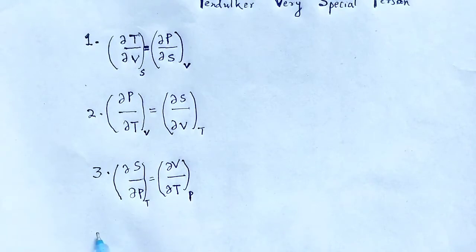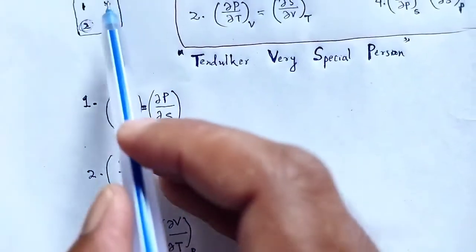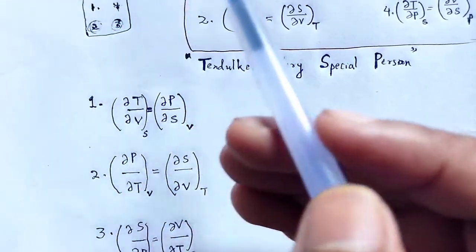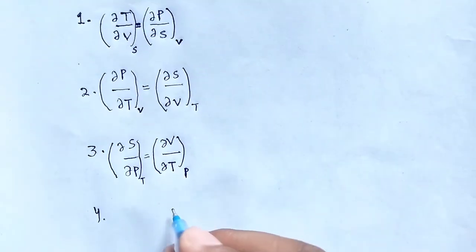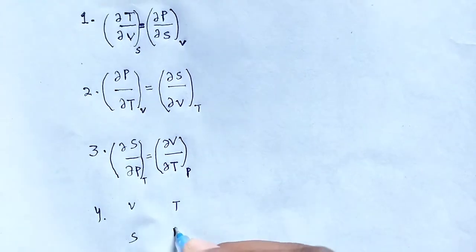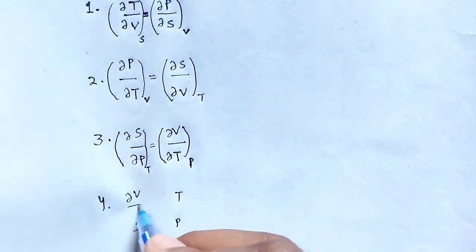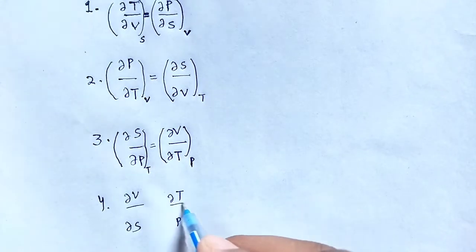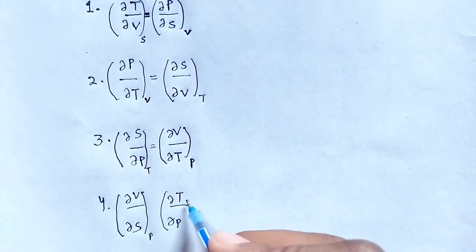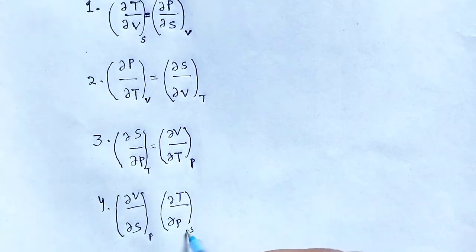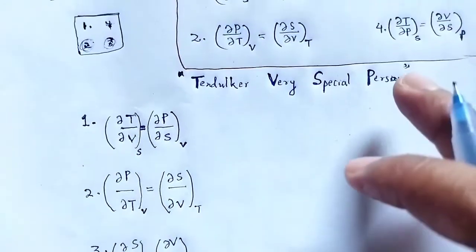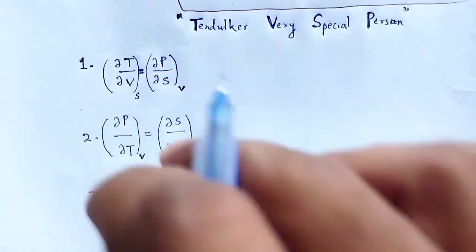Okay. Next, the fourth one. Now T starts from that line, Tendulkar, very special person. So here I started T here, and it will be del V, del S, del T, del P. Here P as constant, here S as constant. These four relations are derived in this manner. This is the short trick.